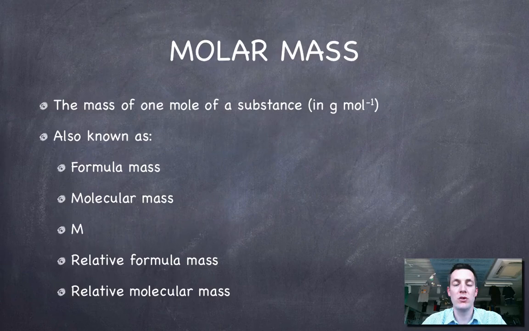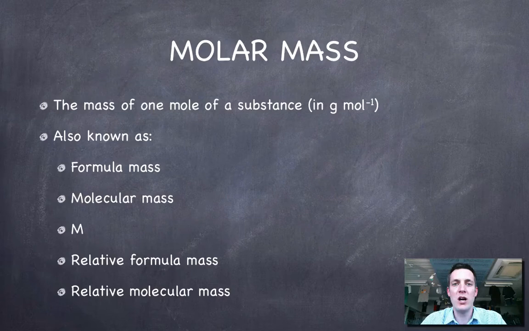Okay, so without further ado, let's look at what we mean by molar mass. Before I do that, let's have a look at all the different names for this thing, which can be quite confusing for people, but all these things basically mean the same thing. Molar mass is also known as formula mass, molecular mass, capital M, relative formula mass, relative molecular mass. Strictly speaking, molecular mass and relative molecular mass can only apply to covalent substances, because they're the only substances that have molecules. So you couldn't talk about the molecular mass of sodium chloride, it wouldn't make sense because it's ionic. But basically we're finding the same thing in all of them.